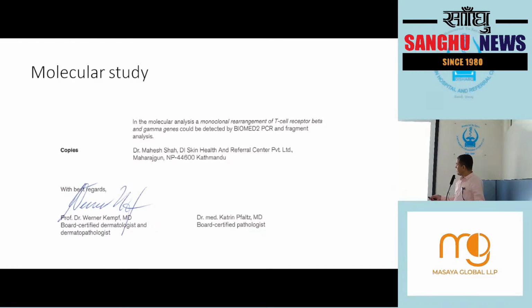Professor Kemp did some molecular studies for me also, but I am not very familiar with these tests because I don't do them. I understand only whether it is monoclonal or not. As per this report, there is monoclonality. There is monoclonality that favors the neoplasm.